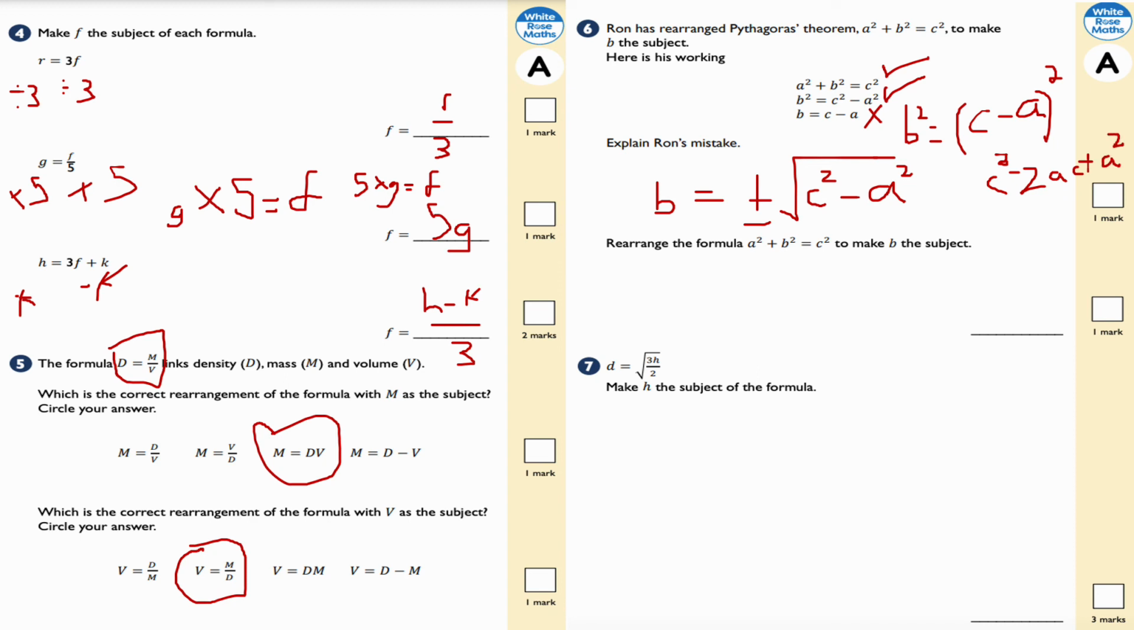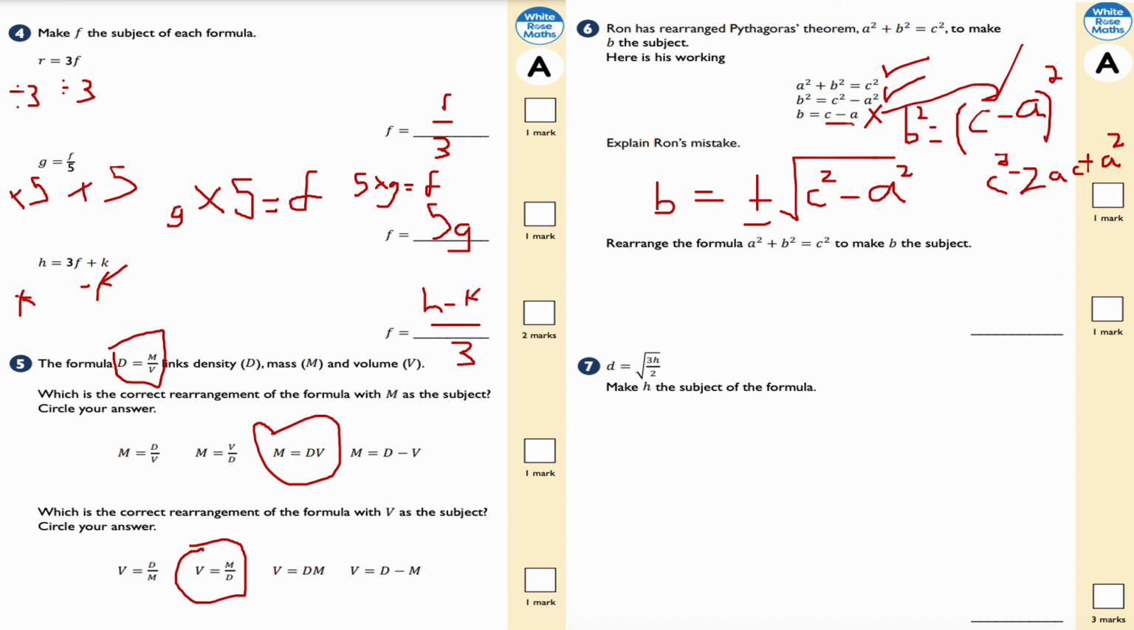So the mistake here is that he's taken the square root of each part, but I can't do that. I can't separate c squared and minus a squared into two separate surds. If it was c squared times a squared, then I can still write it as ca or ac. But that's the same as saying plus or minus the square root of c plus a times c minus a, because it's the difference of two squares here. But if I square c minus a, I certainly don't get c squared minus a squared. I get c squared minus 2ac plus a squared.